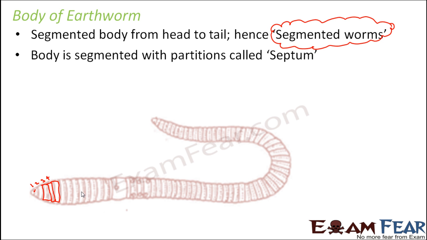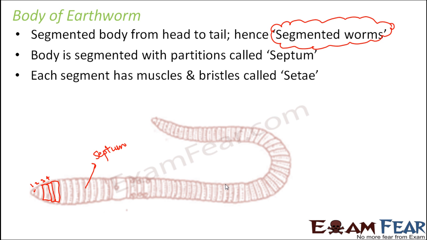Now each segment is separated from the next segment by a partition, and this partition is known as septum. There is not one septum, obviously, because there are so many partitions here. So the plural of septum is septa. The entire body has a number of partitions. Each segment has muscles and bristles called setae.